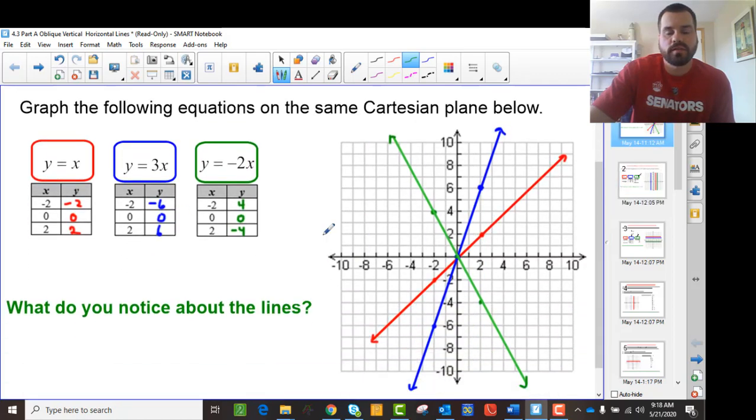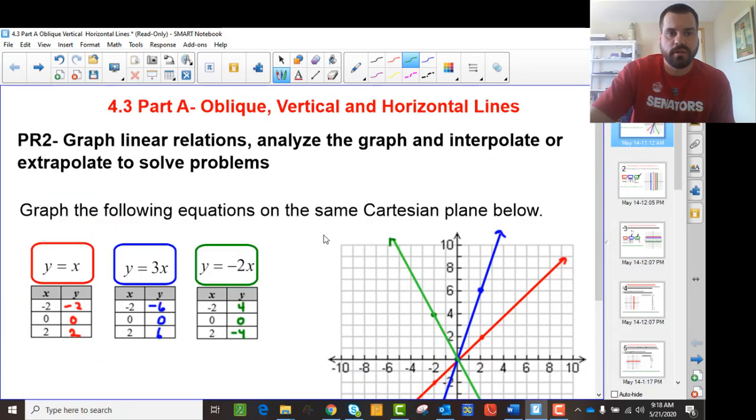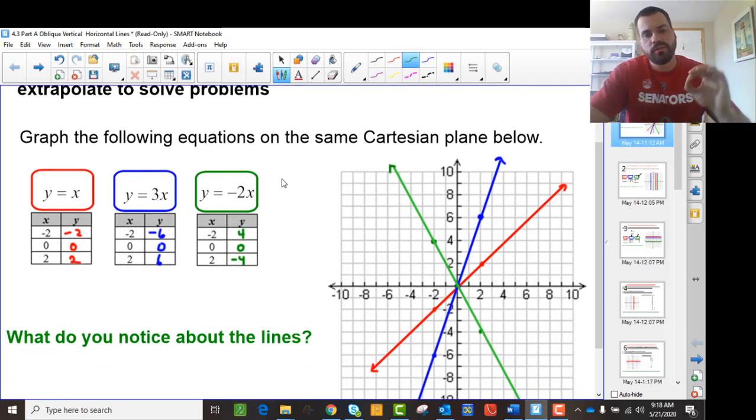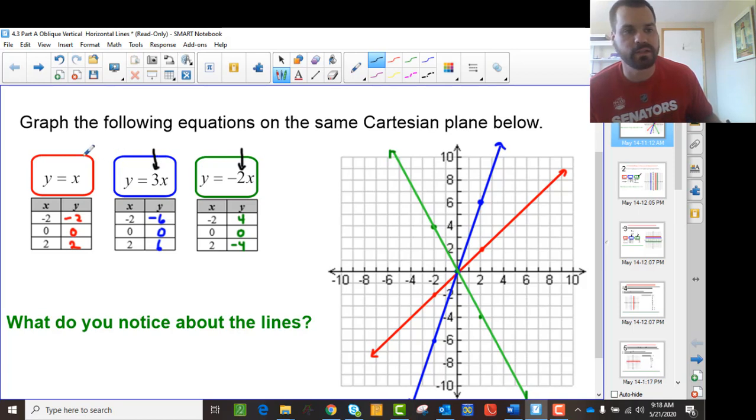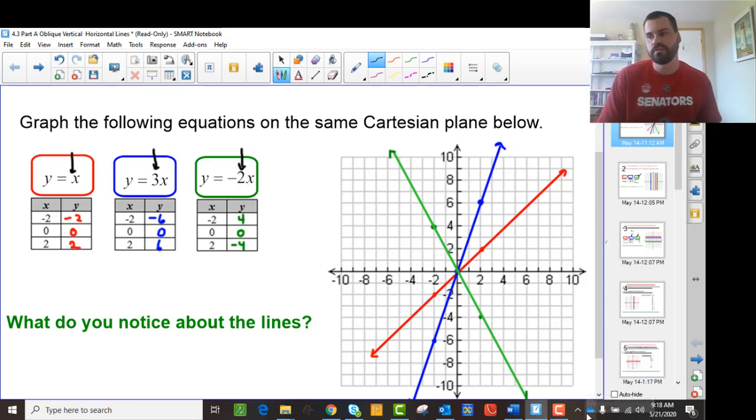So this idea that they're all slanted, they're all oblique lines, all right? If you go back up here, oblique, vertical, and horizontal lines, these are oblique lines. But what you'll notice, hopefully, is that this number in front of the x affects the steepness of the graph, okay? It affects how steep the graph is, and if it's negative, it affects the direction in which it goes. So instead of going up to the right, it's going down to the right, okay?